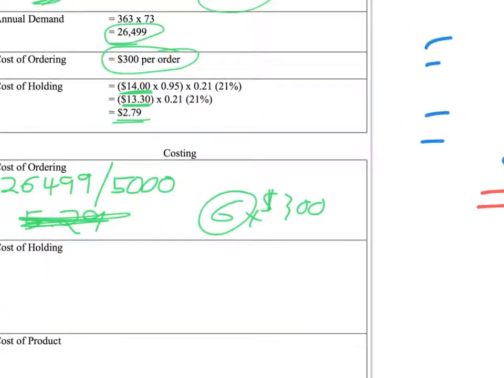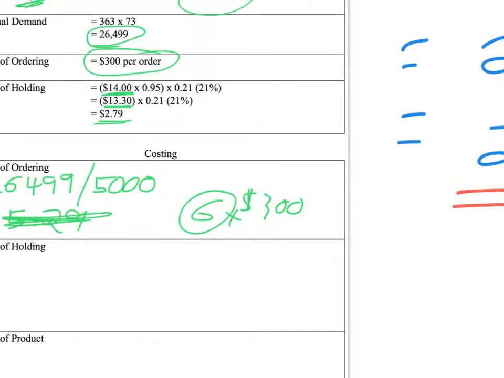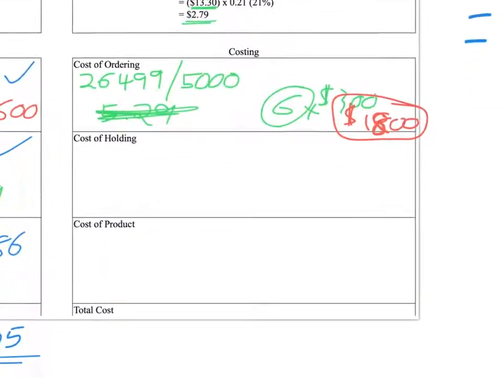Let me scroll over here. I'll put these on the outside. I'm going to change colors here. Our ordering cost is $1,800 in this case. Sorry, 18 hundred. Okay, so that is our total cost under the second scenario for cost of ordering.